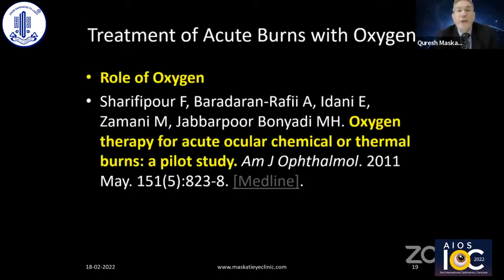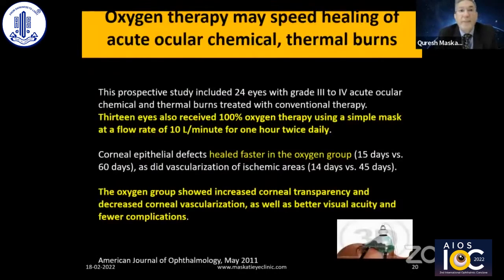Now, coming to some of the newer things, some lovely papers from Iran have shown the role of oxygen. Again, something which is very easy. We have learned about oxygen during COVID times. They used oxygen therapy about a decade ago for acute chemical burns as well as thermal burns. In a blind study, one group received 100% oxygen using a simple mask at a flow rate of 10 liters per minute for just 1 hour twice daily. So simple a thing to do if the patient is admitted. You don't need ICU facilities. Just 100% oxygen, 10 liters per minute, which is not a very high flow rate, for an hour twice daily.